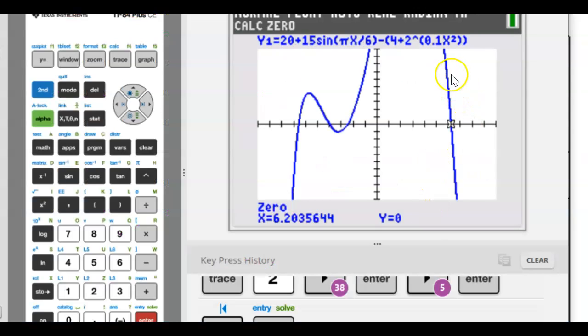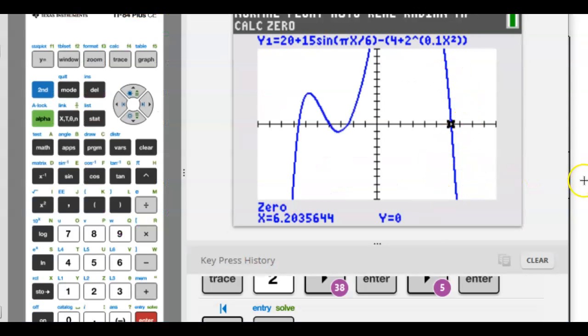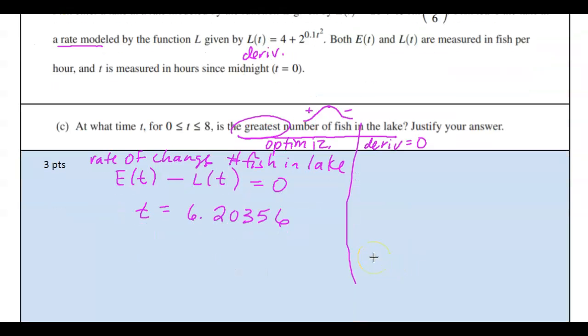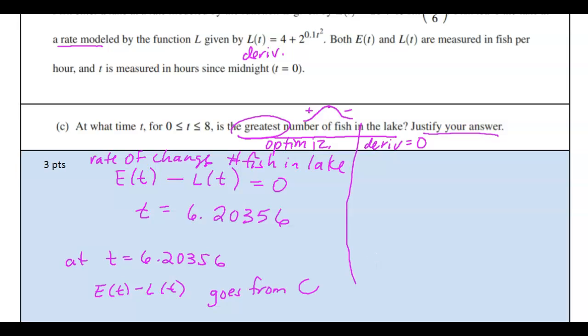My derivative values went from positive to negative. Okay, that was in the section. And because it says justify your answer, at t equals 6.20356, E of t minus L of t goes from positive to negative.